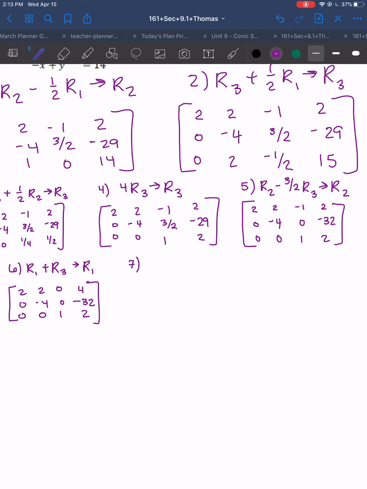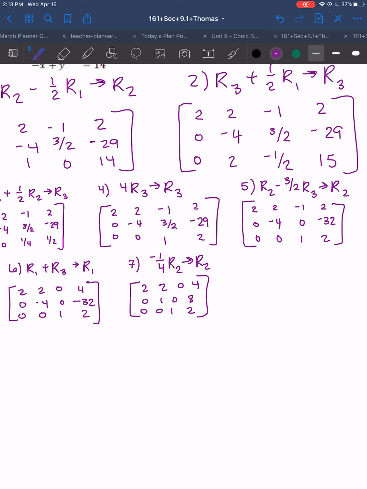So now I want the -4 to become a 0. So what I'm going to do is take -1/4 of R2 and put it in R2. So 2, 2, 0, 4, 0, 1, 0, 8, 0, 0, 1, 2.